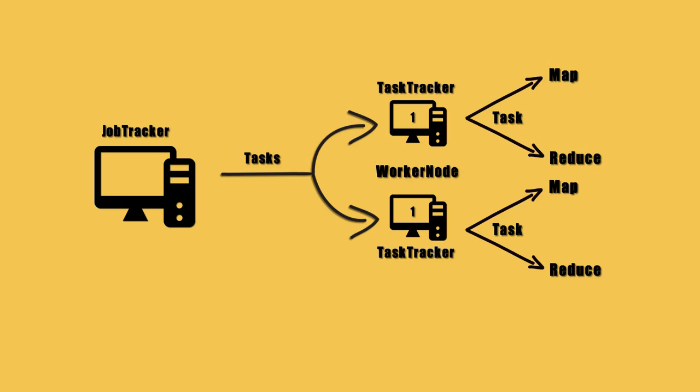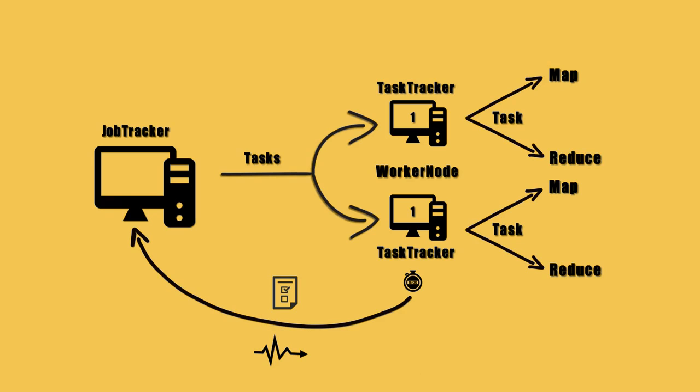The task tracker periodically keeps reporting the current health status and progress of the task through a process known as heartbeat. If the job tracker does not receive the heartbeat from the task tracker for a specified number of times, then it assumes the task tracker to be dead.